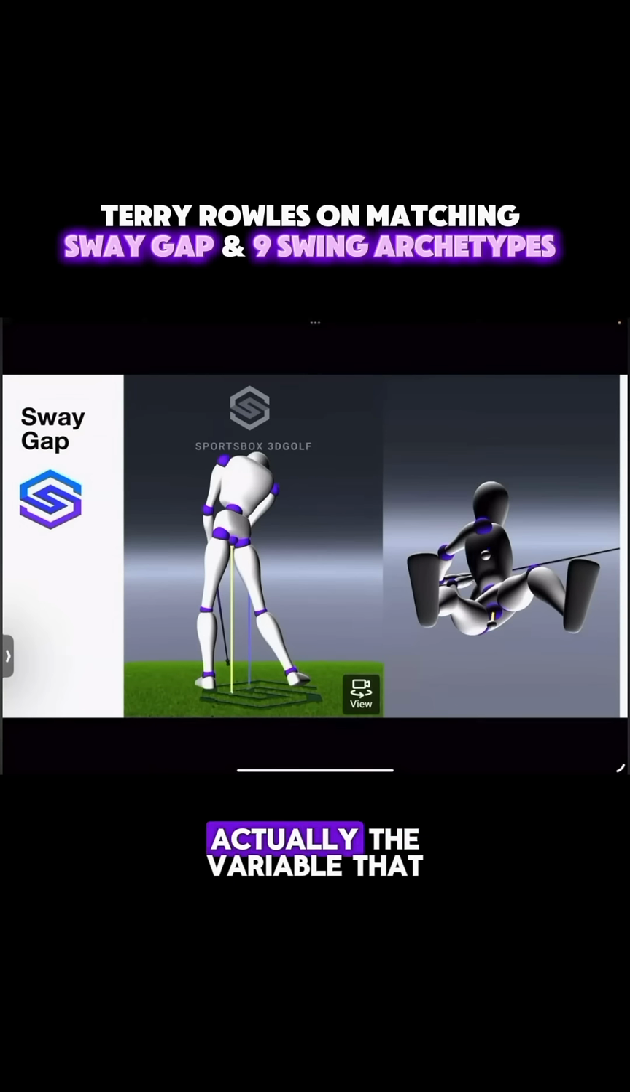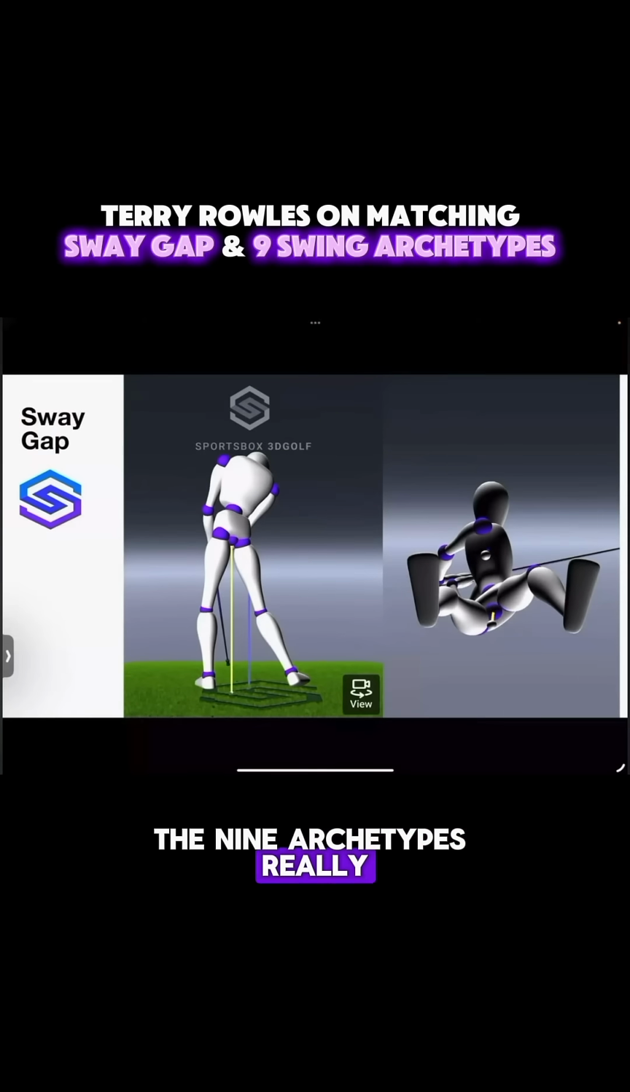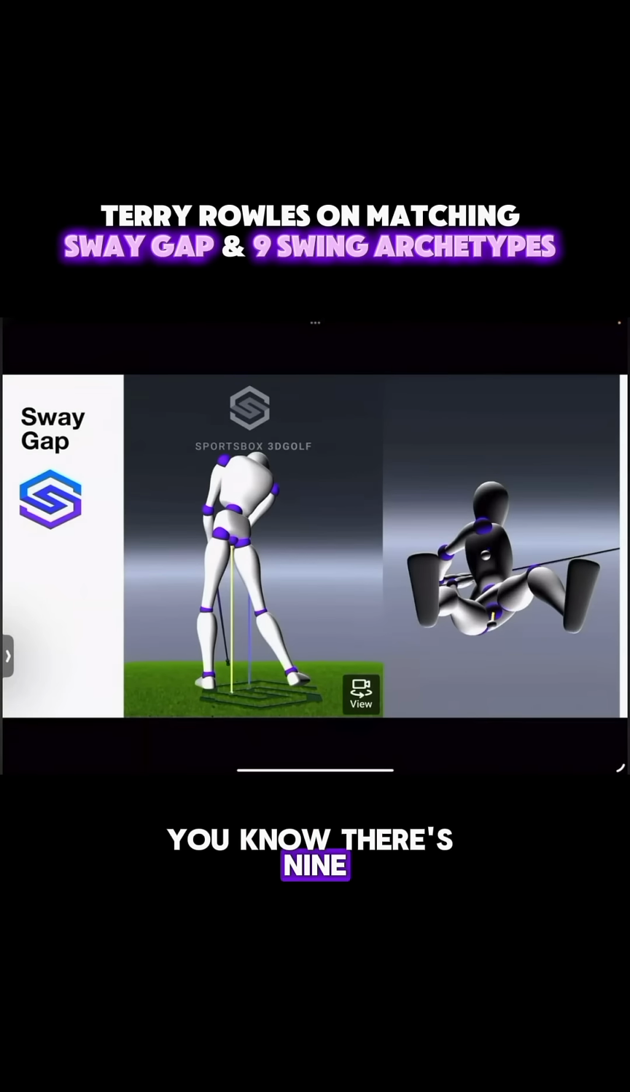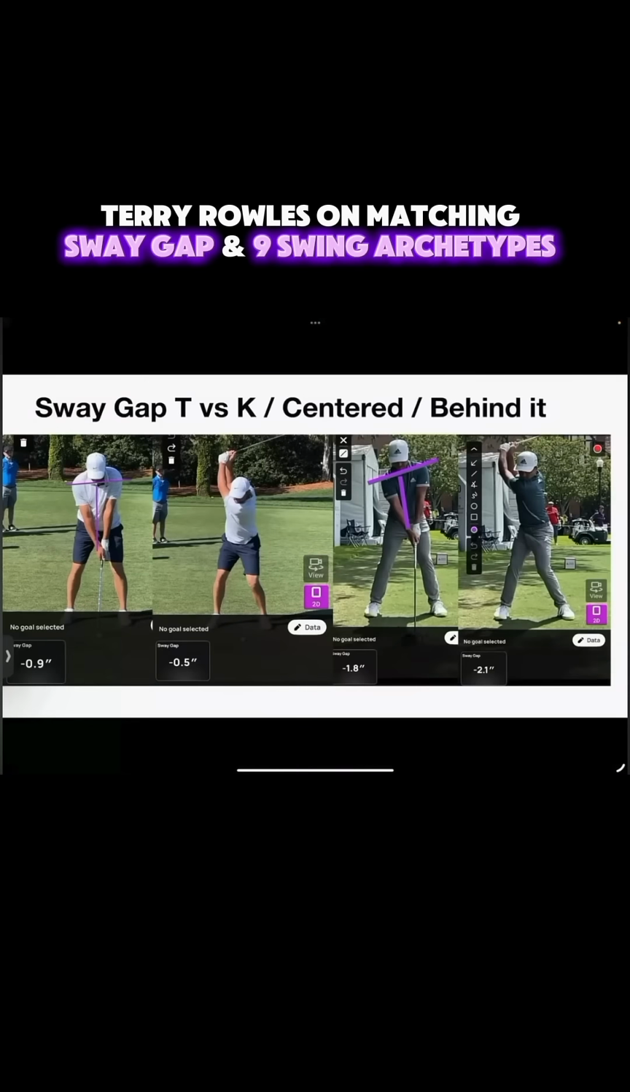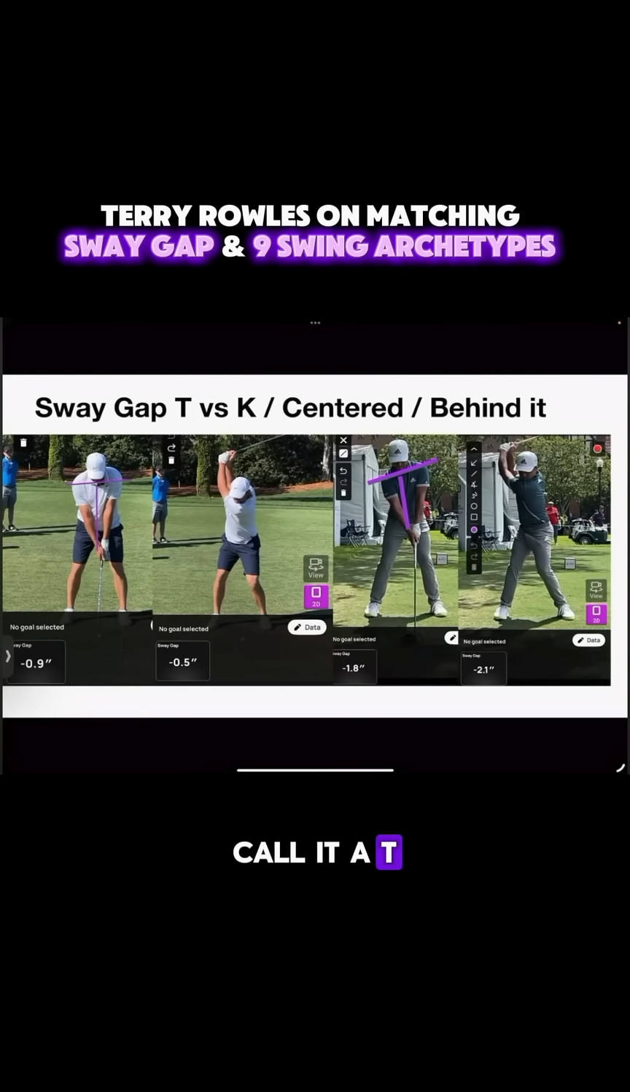Sway gap is actually the variable that defines the 9 archetypes. Really, there are just 9 different sway gaps. In old school terms, you could call it a T setup and a K. So we have Xander doing the K on the right with 2 inches, and Scheffler with the 1 inch on the right.